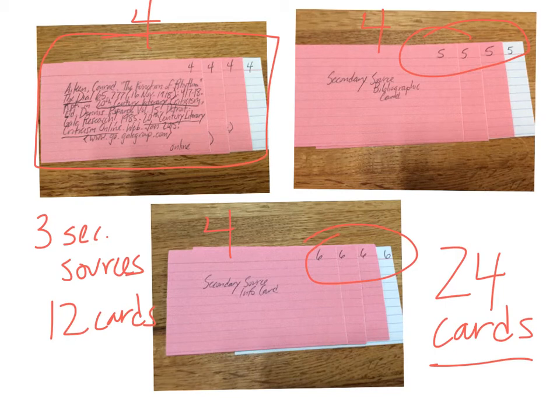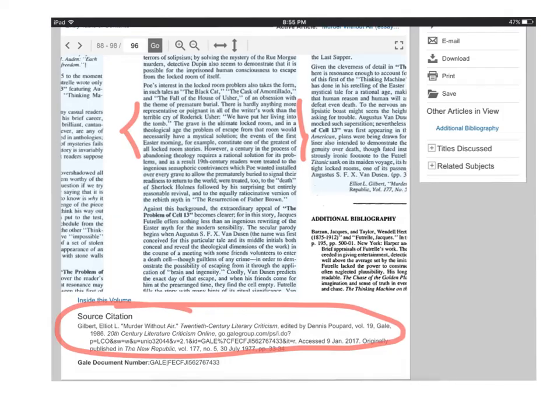Now, next thing I'd like to show you is how to do one of these secondary source cards, because sometimes they can be a little tricky. How you can take a shortcut. So let's say you find a secondary source. I found a secondary source here in the Gale group, and let's say I was talking about death in Edgar Allan Poe's stories. And here I have something that deals with three of the stories.